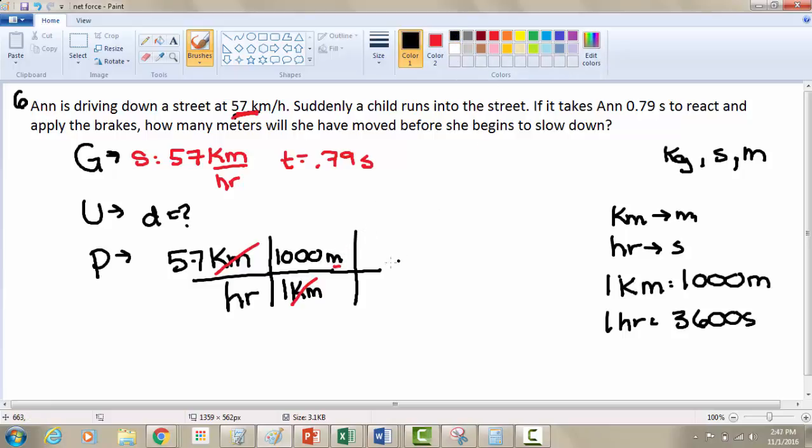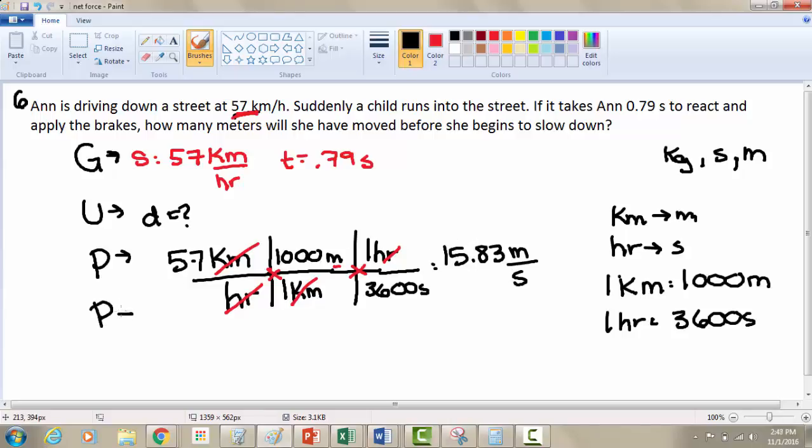Now I need to convert the hours into seconds. So I'm going to extend this fence post a little bit more. I'm going to put 1 hour in the top. Again, they're on opposite sides, so they cancel, and 3,600 seconds in the bottom. I know I'm completed because my hours have canceled, and the only units I have left are meters and seconds. So to solve, I'm going to multiply across the top and divide by any numbers that are in the bottom. This converts to a speed of 15.83 meters per second.